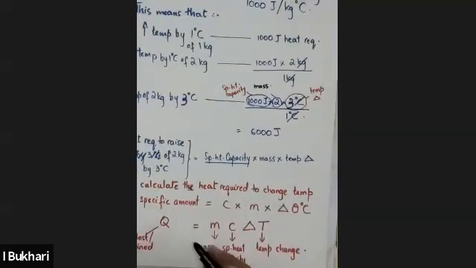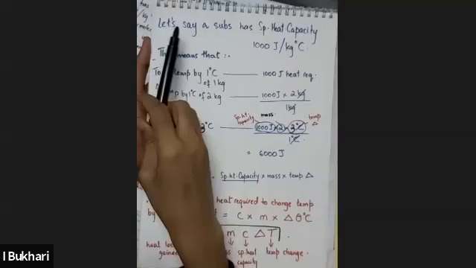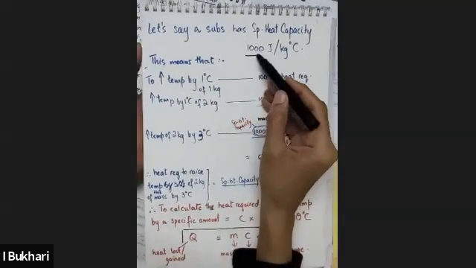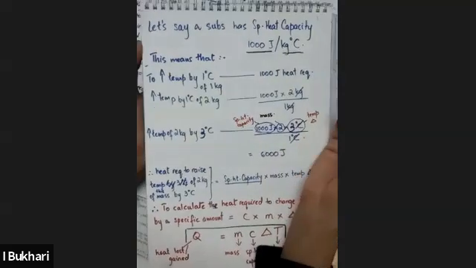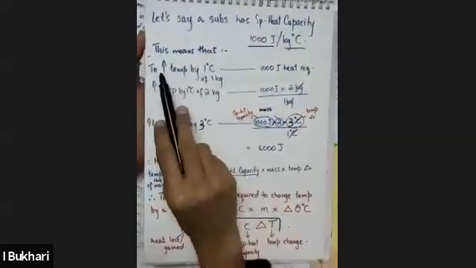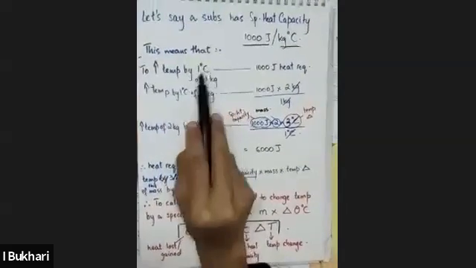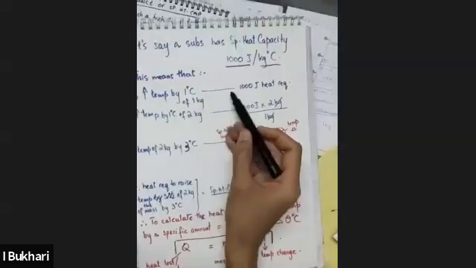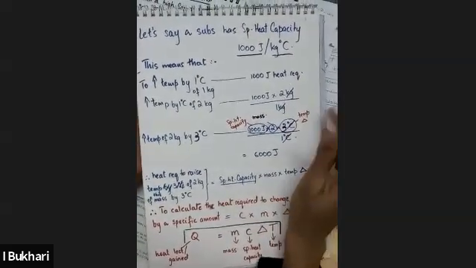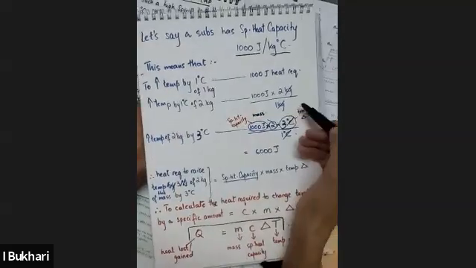Now I'm trying to prove this equation, okay? Let's say a substance has a specific heat capacity of 1000 joules per kilogram degree Celsius. Now, what does that mean? This means that to increase the temperature of 1 kilogram by 1 degree Celsius, I require 1000 joules of heat, right? So this is the ratio method.